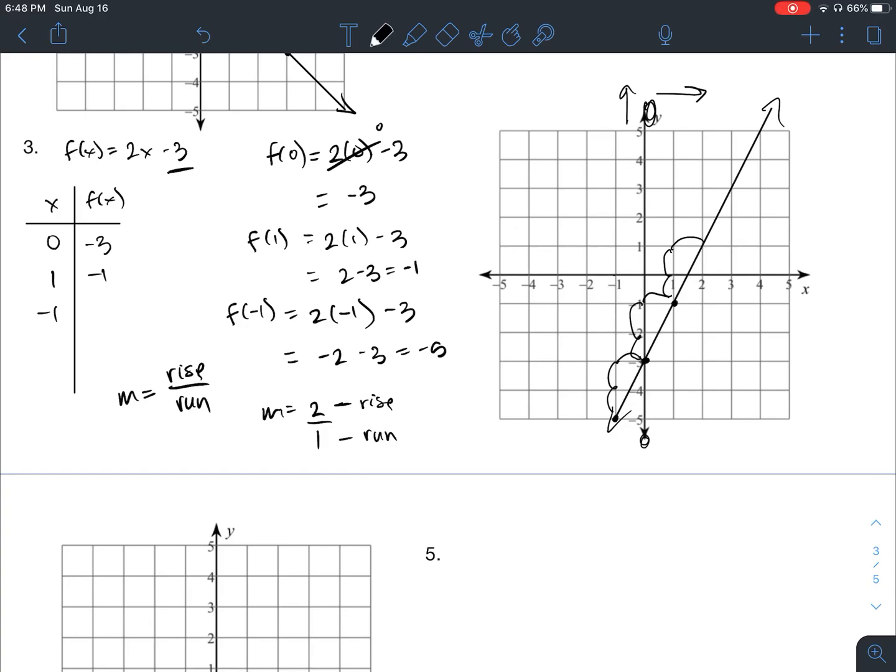So there you have it. You can see that our graph has a slope of 2 in a positive direction.